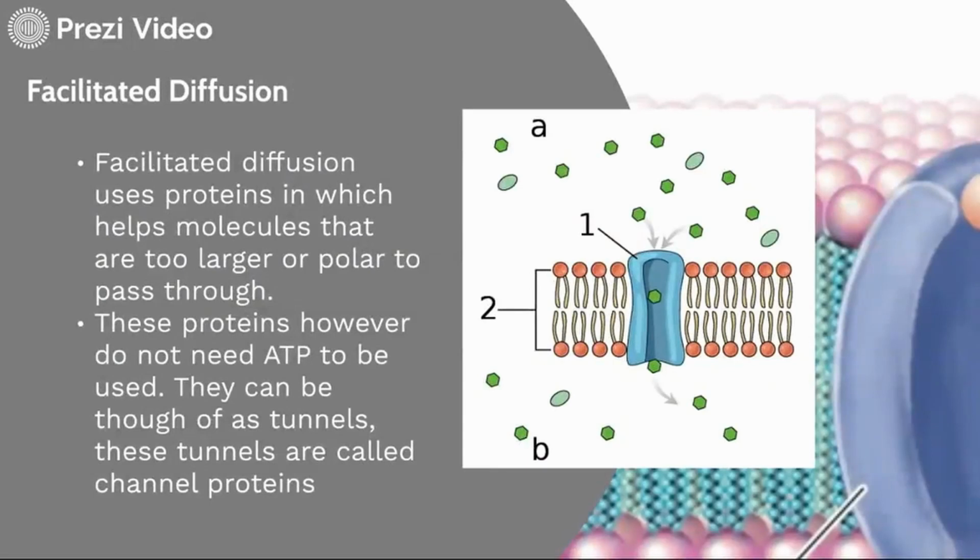Facilitated diffusion. Facilitated diffusion uses proteins, which help molecules that are too large or polar to pass through. These proteins, however, do not need ATP to be used. They can be thought of as tunnels. These tunnels are called channel proteins.